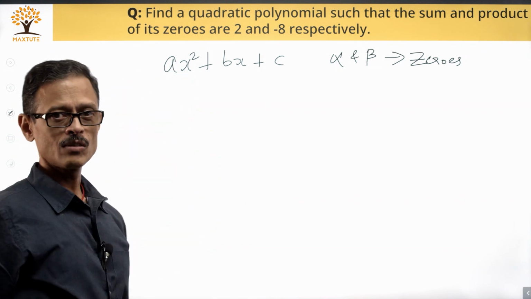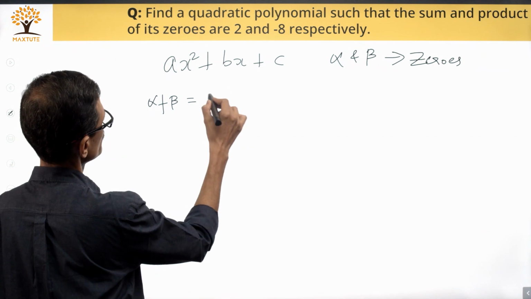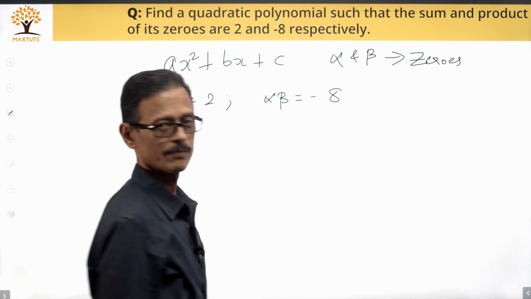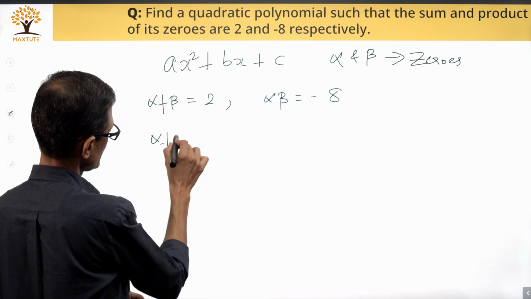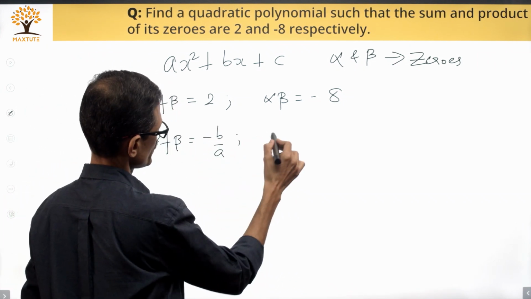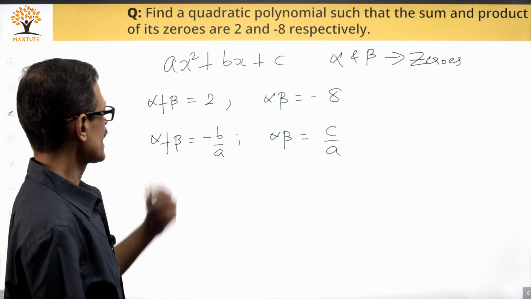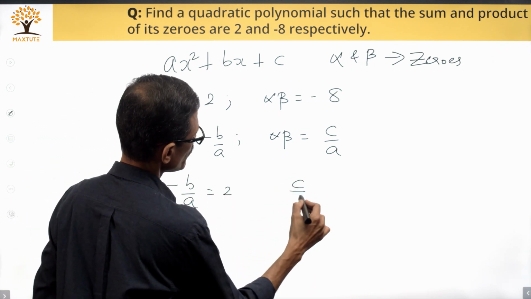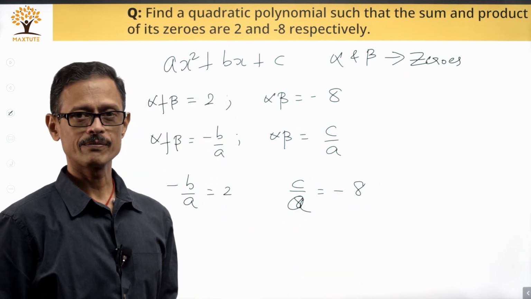What is given to us is the sum of its zeros and product of its zeros. So, alpha plus beta, sum of its zeros, is equal to 2 and the product of its zeros, alpha beta, is equal to minus 8. We know the sum of the zeros using the coefficients: alpha plus beta is equal to minus b upon a, and the product of the zeros, alpha beta, is equal to c upon a. So, what we have is minus b upon a is equal to 2 and c upon a is equal to minus 8. This is what we have.